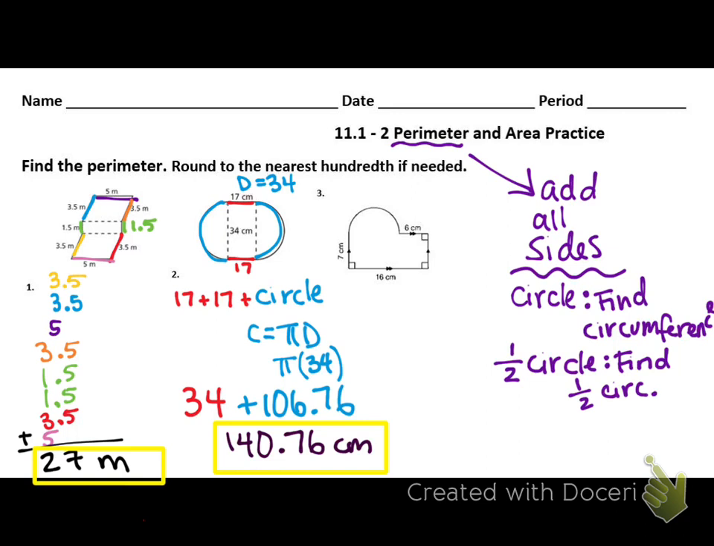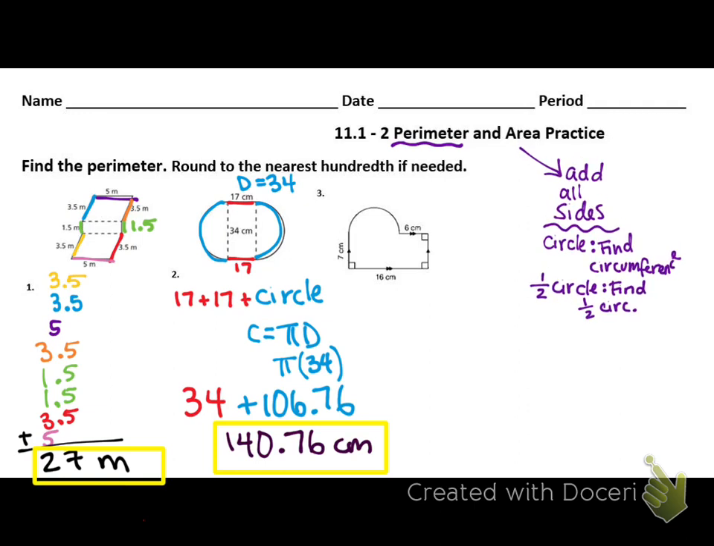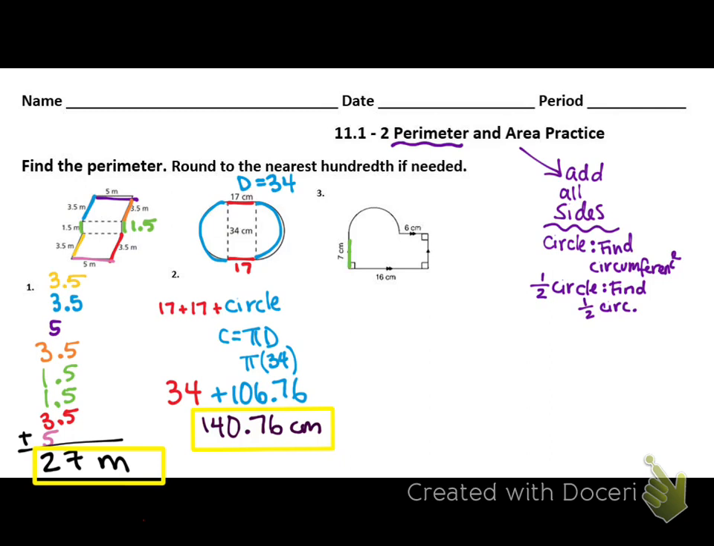All right, and then the last one, I'm going to give myself a little more room. So again, finding the perimeter. I'll start with the straight edges. We know this portion is 7, which means this portion is 7. And then we have 16. And we have 6. And then we have a half of a circle.